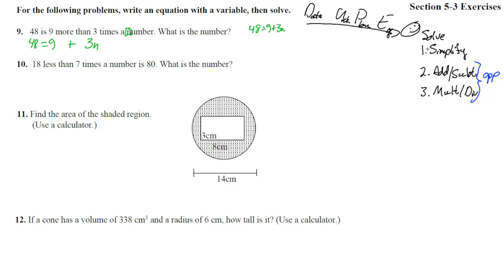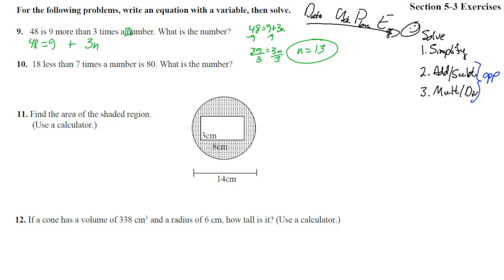We have an equation. So we simplify it. It's simplified. Subtract the 9 from both sides, and we get 39 equals 3n. So we divide by 3, and n equals, I think that comes out: 3 goes into 3 once, 3 goes into 9 three times. So it comes out even at 13. So the number is 13.